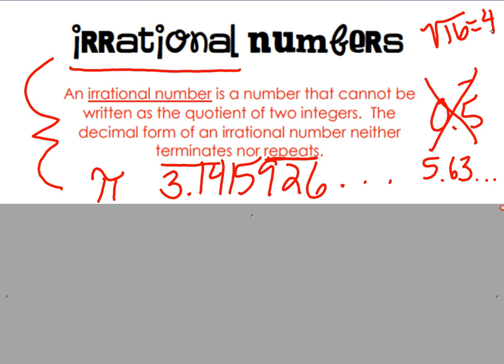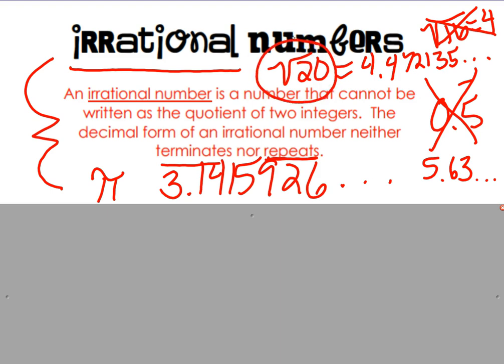So how about the number 20? So put 20 in your calculator and press the square root key. Once you look at that number, you can see that the square root of 20 is equal to 4.47213, and it just keeps on going. So the square root of 20, although the square root of 16 is not irrational, the square root of 20 would be an irrational number, as well as pi.